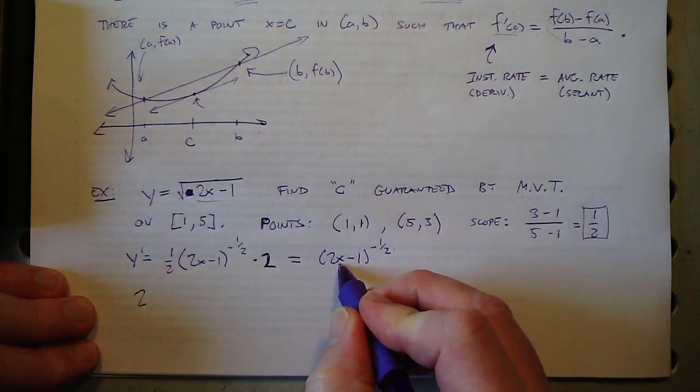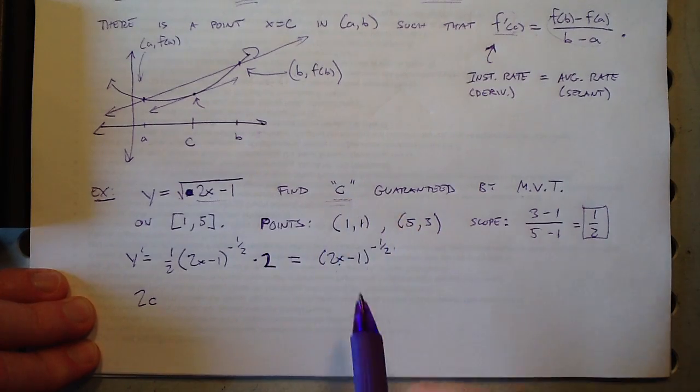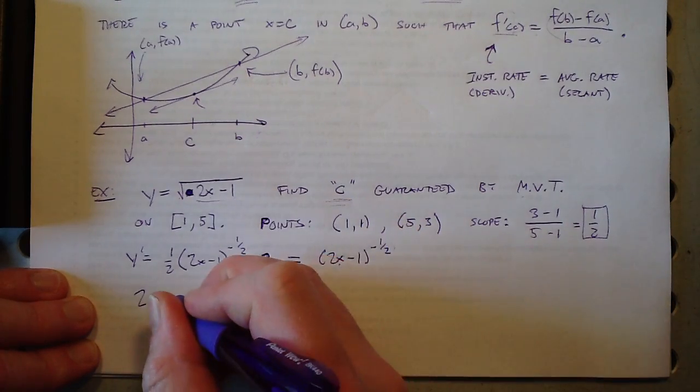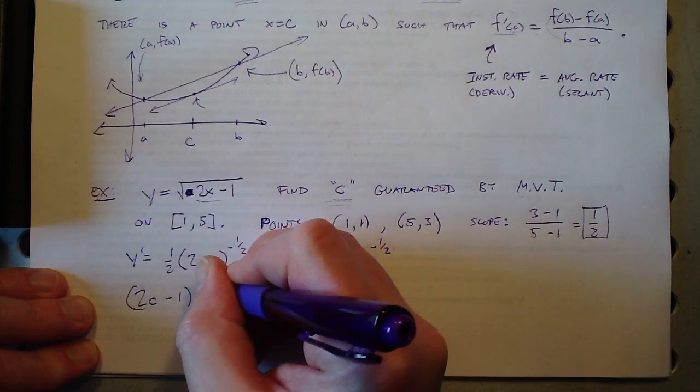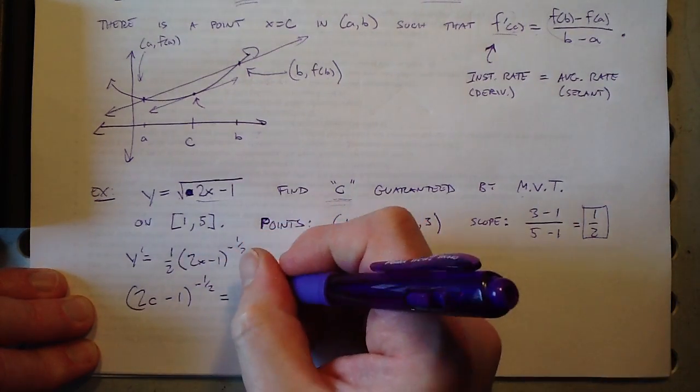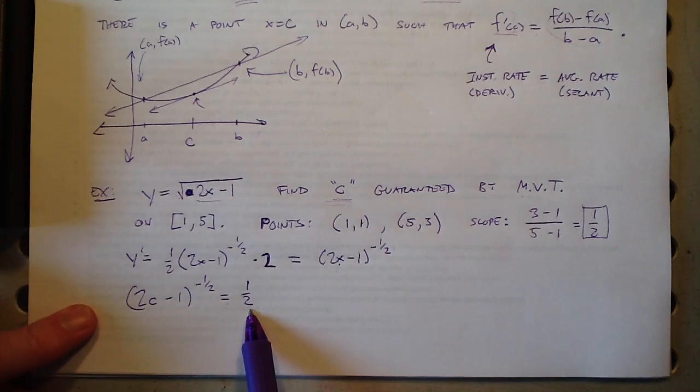I'm going to just replace the x with a c. You don't have to do that, but just to motivate, we're trying to find the c, right? So you could leave it as an x. Either way, you're finding the right number. Okay, so I have set the derivative equal to the average rate.